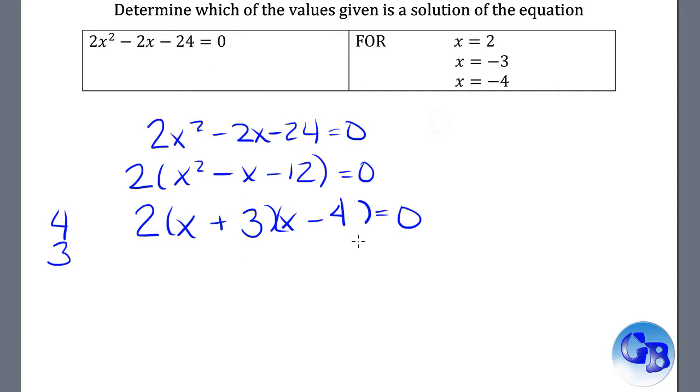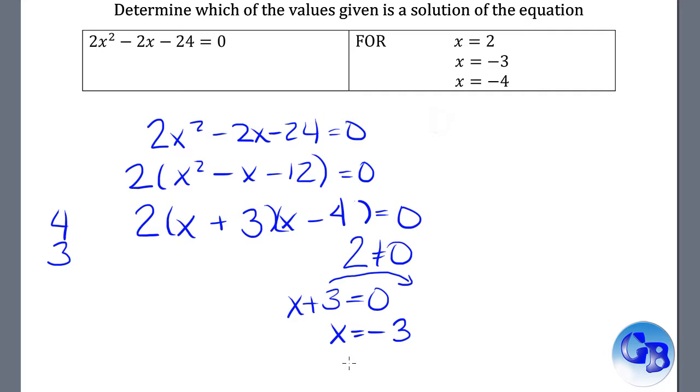So let's look at our factors here. Well, we know that 2 does not equal 0, so that is not a solution. Our next one is x plus 3 equals 0. Well, we want to solve for x, and in order to solve for x, we need to isolate the x. So we can simply move that 3 over here and turn it into a negative, and our answer is negative 3. So clearly we see that x equals negative 3, but let's see if this one is an answer as well.